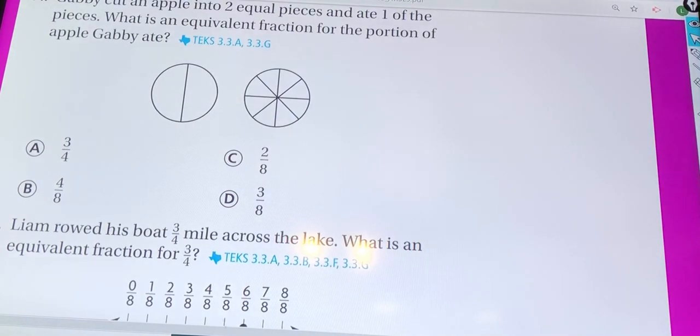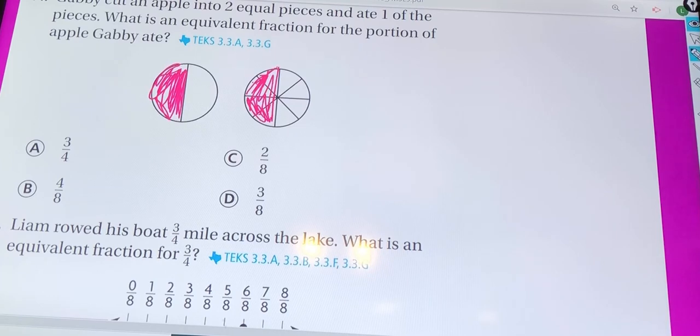Gabby cut an apple into 2 equal pieces and ate one of the pieces. What is an equivalent fraction for the portion of apple Gabby ate? So she cut it into 2 pieces and ate one. So I'm going to shade 1. And I'm going to do the same thing on here and just count and label my fraction.